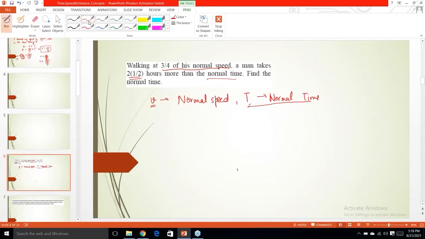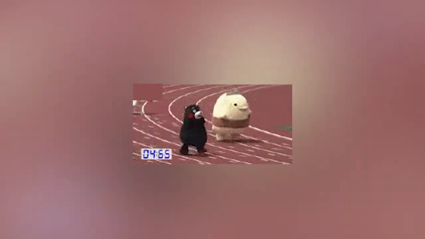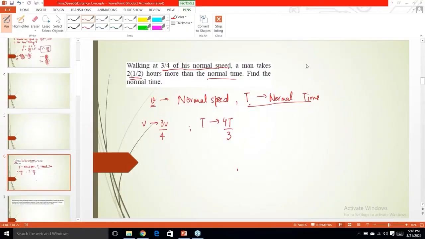I explained to you that V into T is constant. If V into T is constant, and if somebody is changing the speed from V to 3V/4, what is the new time? From the concept that we discussed, the new time should be 4T/3, if T is the original time. Yes, races is the next thing that we are going to discuss, specifically linear races. This is something that we discussed already. If V changes to 3V/4, time should change to 4T/3.